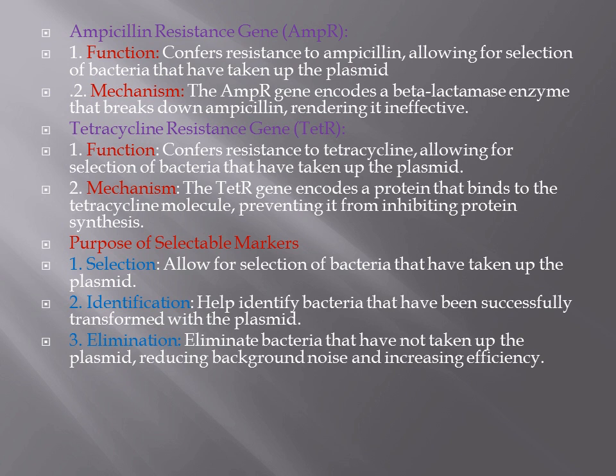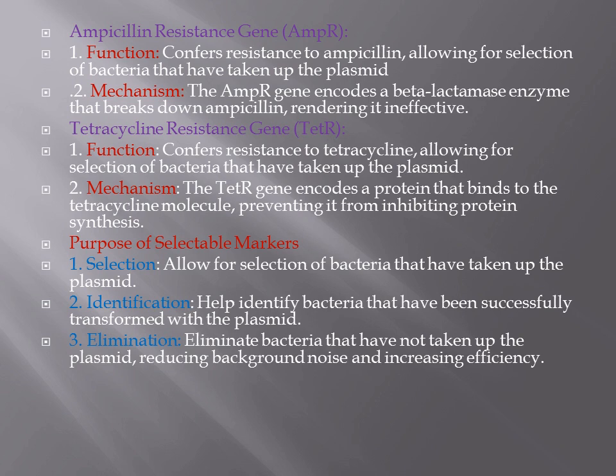The function of the ampicillin resistant gene is that it confers resistance to ampicillin, allowing for selection of bacteria. The mechanism involved is that it encodes the beta lactamase enzyme, which breaks down the ampicillin, rendering it ineffective. Similarly, the tetracycline resistant gene confers resistance to tetracycline, allowing the selection of bacteria that have taken up the plasmid. This particular gene encodes a protein that binds with the tetracycline molecule and prevents its inhibition of protein synthesis.